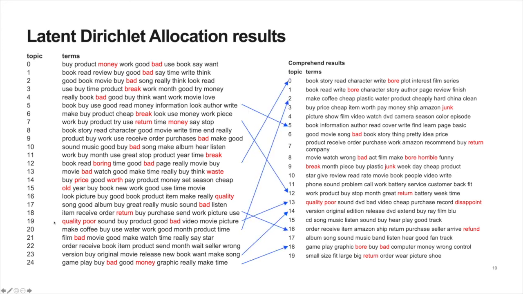An example would be number 19 here, quality poor sound. It's very similar to this Comprehend result. The first couple of the heavier weight terms are exactly the same. Another example would be number 20, make coffee. There's also the term water. And if you look at the right hand side, number 2, make coffee, water. So again, all the results are very similar.